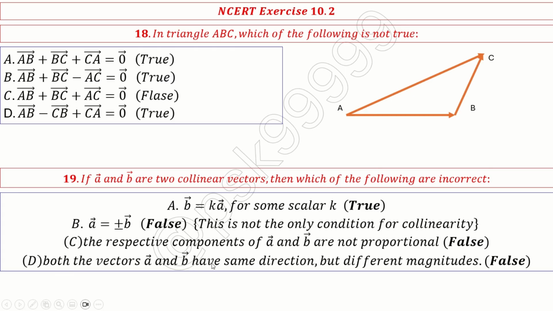Both the vectors A and B have same direction but different magnitudes. No. Need not be. Okay, right? Collinear does not mean they are same direction. They can be opposite direction also. So this is false. Okay, D is false because they need not be in the same direction. They can be in the opposite direction also. Still they are collinear. Okay. Magnitude of course doesn't matter. Different or same doesn't matter.